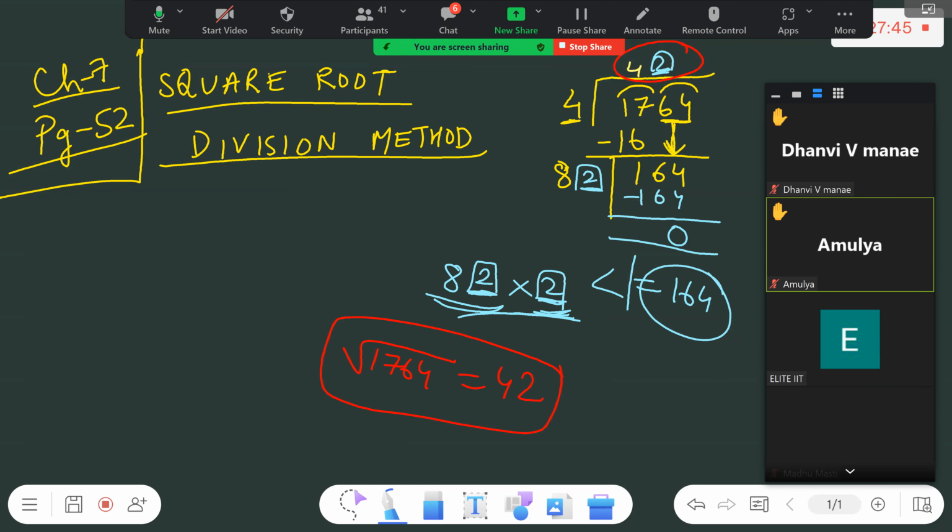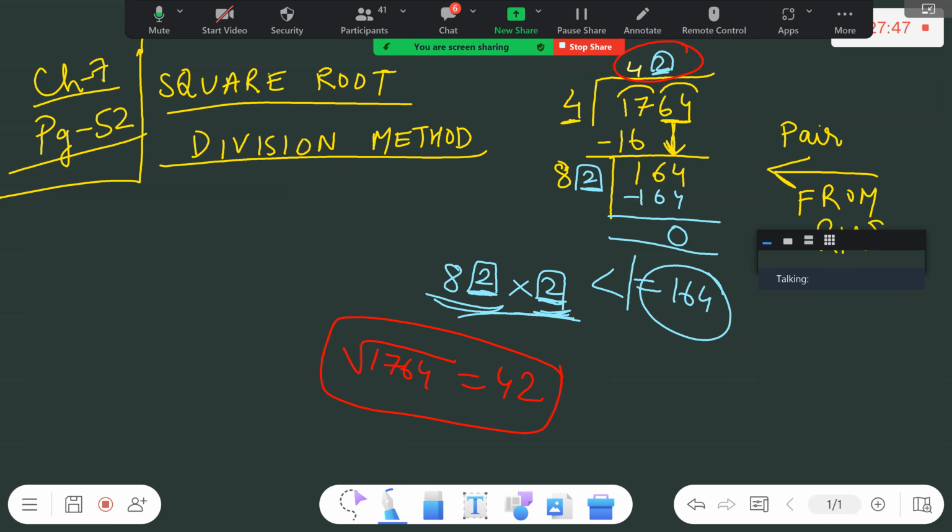So very carefully listen. That is why I started by saying to listen very carefully. What I am teaching right now, the division method, is a very tricky method. The division method to find the square root is not so easy. You can be an expert in this method only if you keep on practicing questions on it.